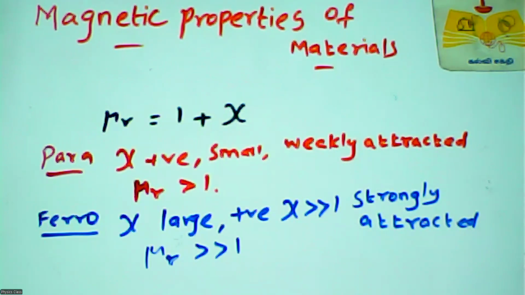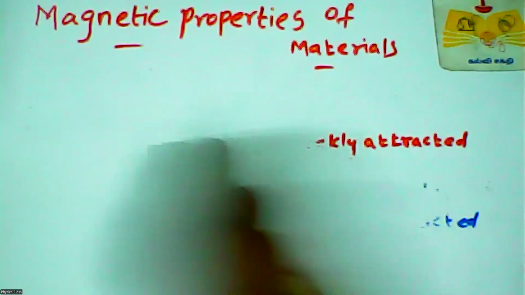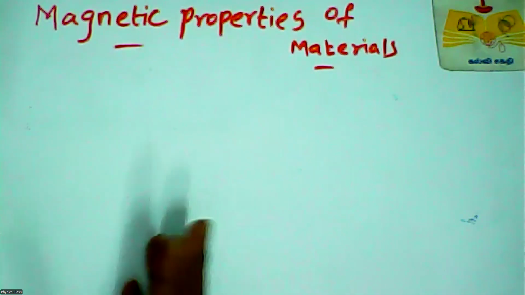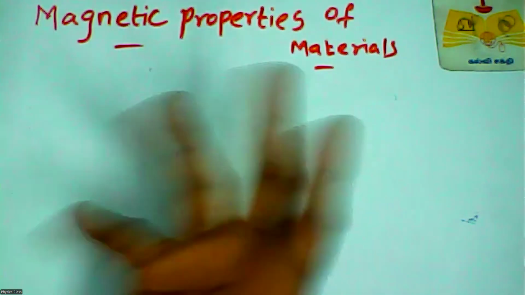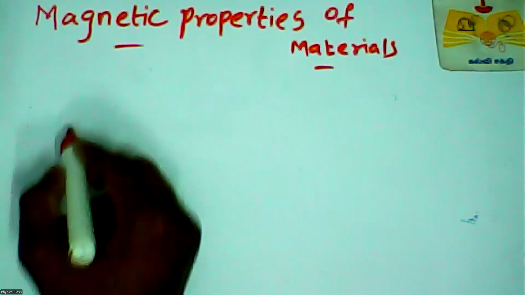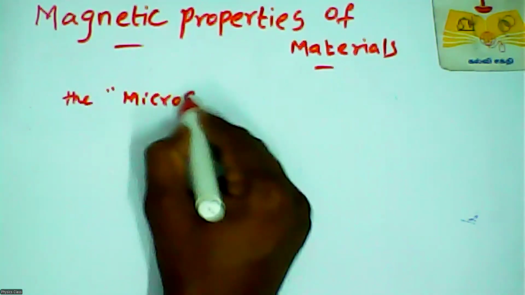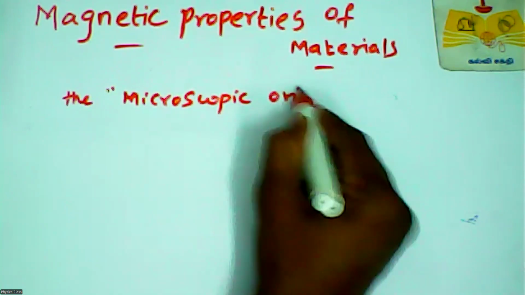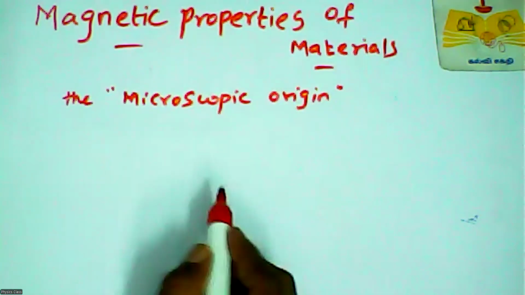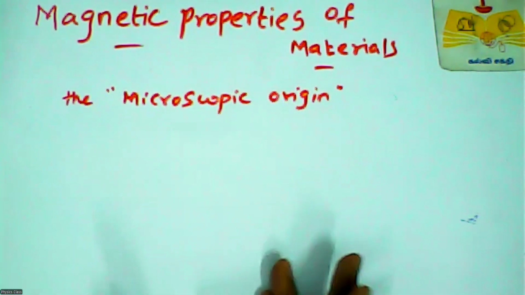Okay, right. So now let's spend some time understanding why they behave this way. Some materials are weakly attracted, some strongly attracted. We have to understand why they behave this way. So, the microscopic origin of these properties. Okay, right. So this is where the physics gets interesting.